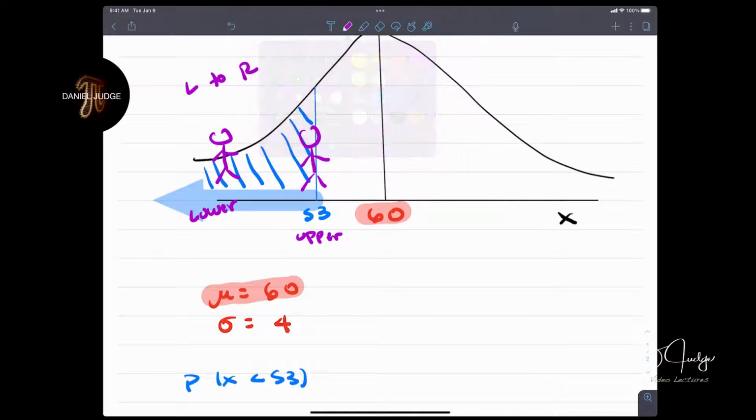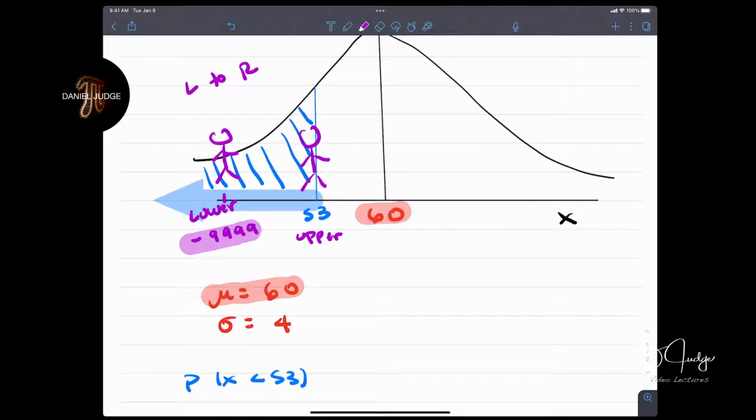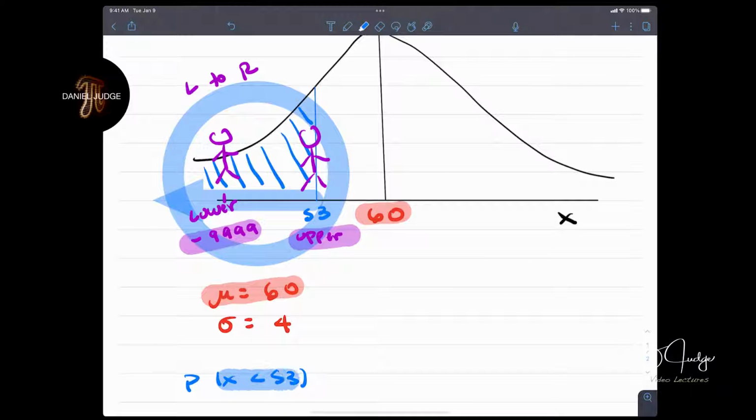And the further to the left you go, the smaller the number, but remember our default is going to be negative 9999, and that's negative. This is the default. So when we enter this in our calculator, we have to have an upper value and a lower value. Lower values are to the left, upper values are to the right. This all corresponds to the question. This represents numbers that are less than 53.